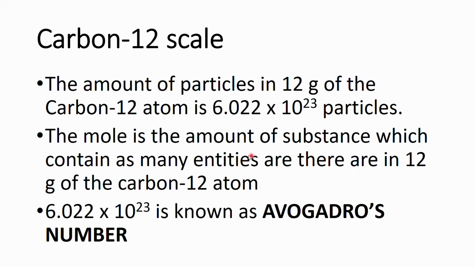Now remember, we use the word entity here. We use the word entity so that it's not like we are talking about atoms or elements. It could be anything. And so that is why we are using entities, not specifically atoms or ions or molecules. Now, the 6.022 times 10 power 23 is also known as Avogadro's number. And so 1 mole of a substance contains Avogadro's number.